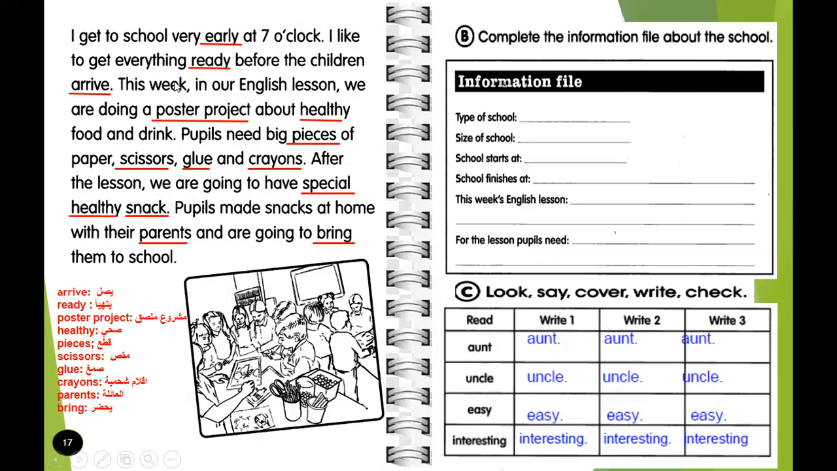This week, في هذا الأسبوع, in our English lesson, في درس الإنجليزي, we are doing a poster project about healthy food and drink. نحن سوف نفعل مشروع ملصق عن الطعام والشراب الصحي. Pupils need big pieces of paper, scissors, glue, and crayons.